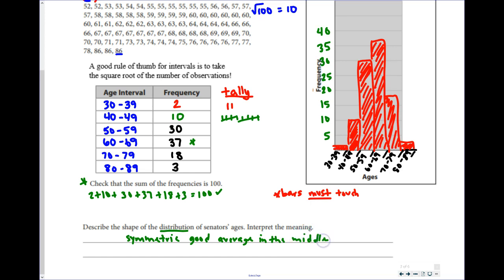We have a good average in the middle, meaning we don't have a lot at one really big end of the data set, right? We don't have one senator who's like 12, right? They're all in a pretty generally average range.